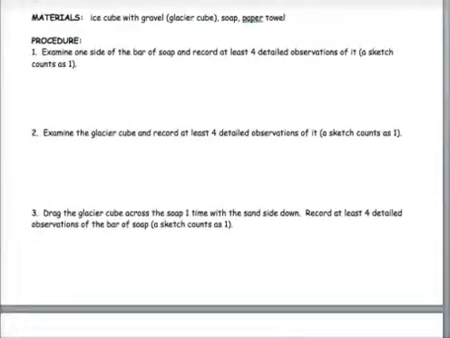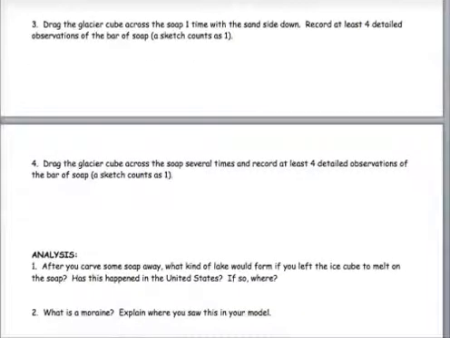Now looking back at the lab sheet, number 3 says drag the glacier cube across the soap 1 time with the sand side down. Record at least 4 detailed observations. A sketch counts as 1. So I'm going to rub the glacier cube across the soap 1 time, and I'll show you what happened.